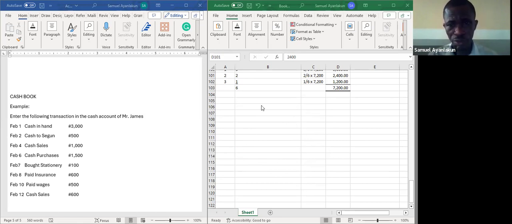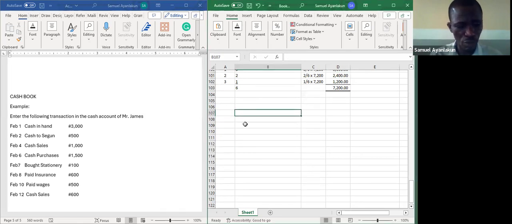Okay, let's now prepare it. I just want you to pay attention to cash book. So the question says, enter the following transaction in the cash account of Mr. James. So let's open Mr. James' account. So we have our cash book.